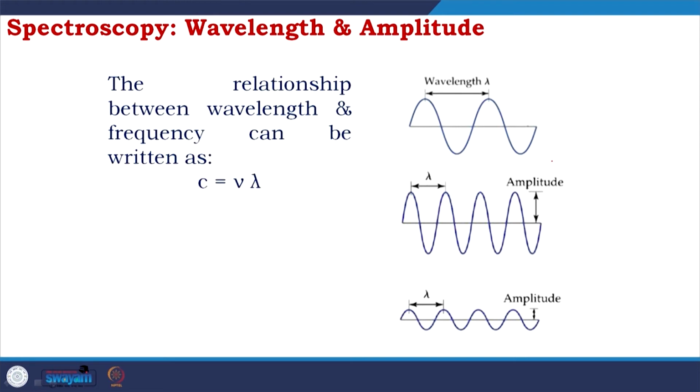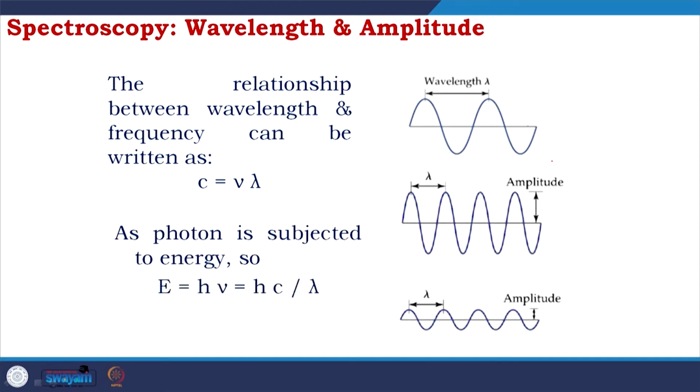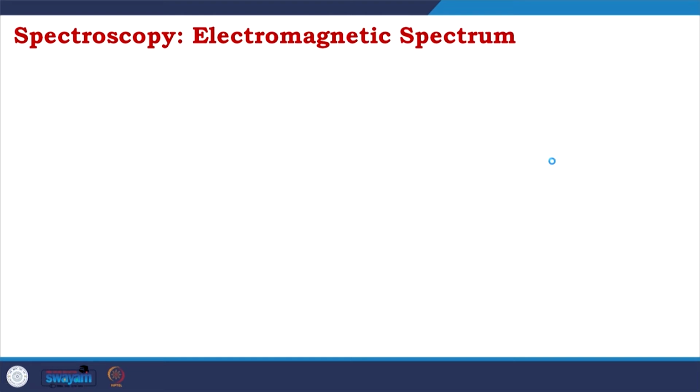The relationship between wavelength and frequency can be written as c = nu lambda. As a photon carries energy, E = h nu, and nu is replaced by c by lambda. So, nu = c/lambda, and E = hc/lambda.